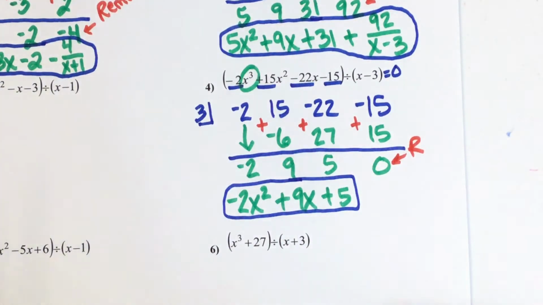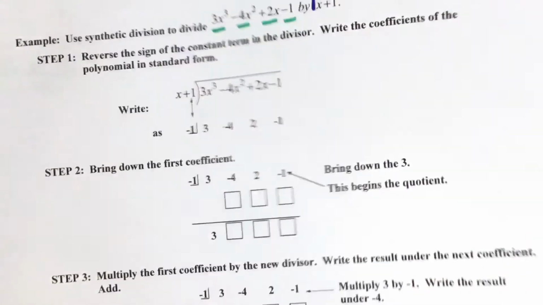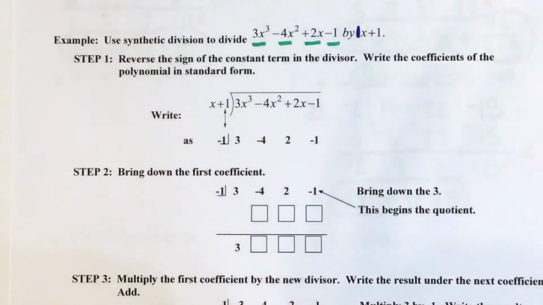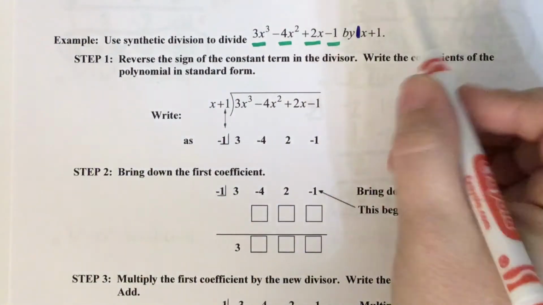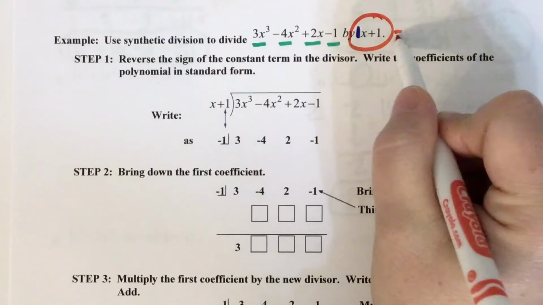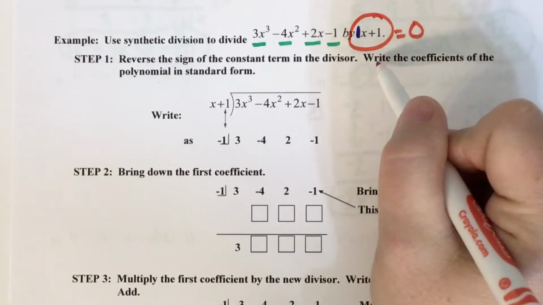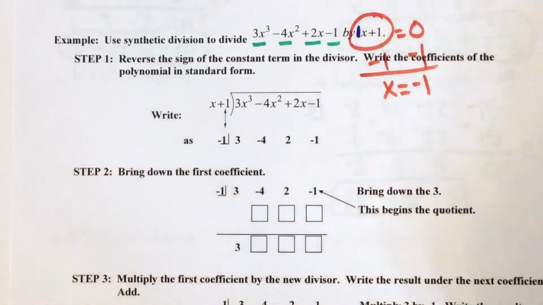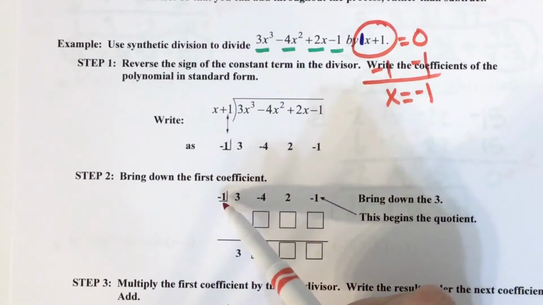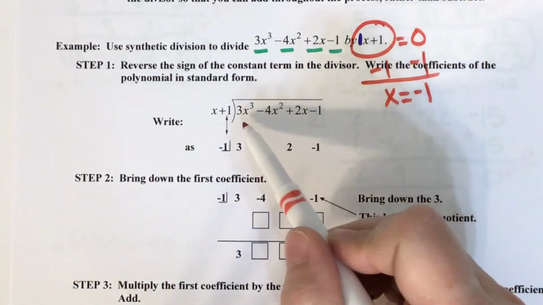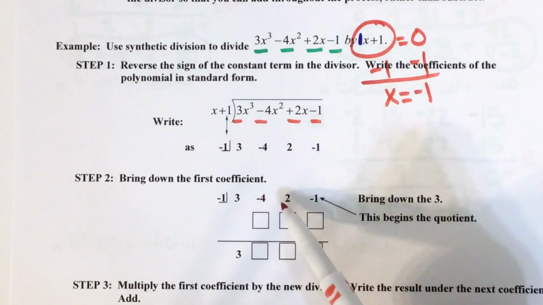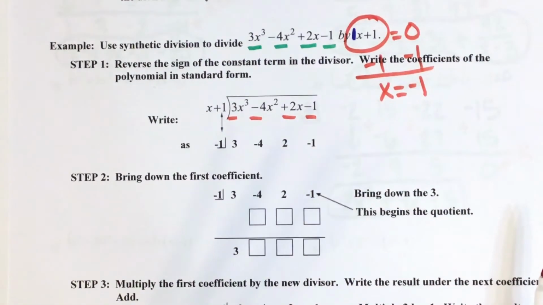Okay, now let's look at this first problem that was on this front page and just see if we can fill in the boxes right here. Okay, so they were dividing by x plus 1, and if you set that equal to 0 and solve, you would subtract 1 from both sides and you get negative 1. So that's why you see negative 1 in the box. And then they pulled down the coefficients, drop, drop, drop. So that's why you see 3, negative 4, 2, negative 1.